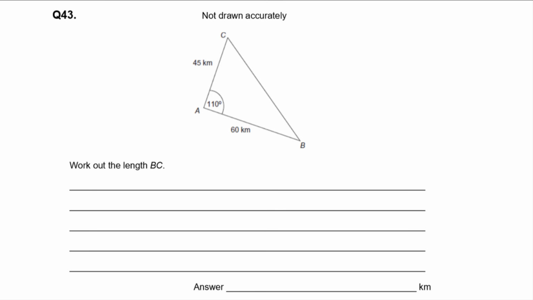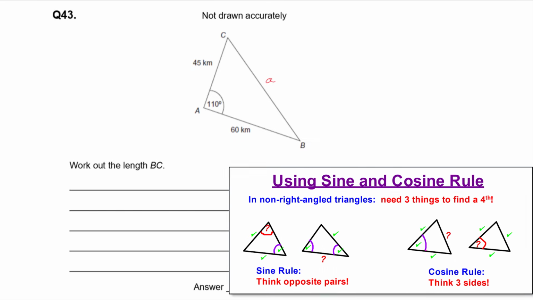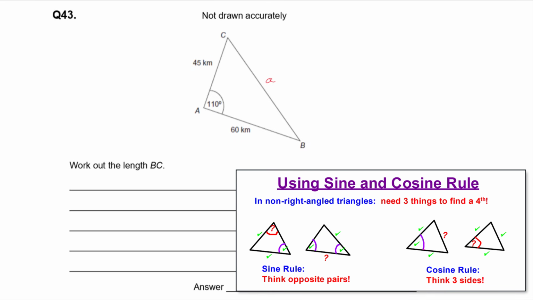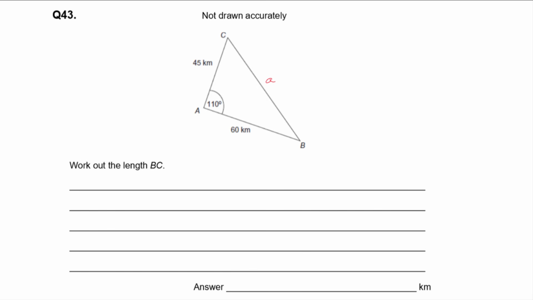So BC is the side opposite A, so let's call it a. Now this is another cosine rule question, because even though I don't have 3 sides, I've got 2 sides and an included angle, but I want the 3rd side. So either you've got the 3 sides or you want a 3rd side, then it's the cosine rule. That one is little a because it's opposite angle A, so this one is going to be little b, and this one is going to be a little c.